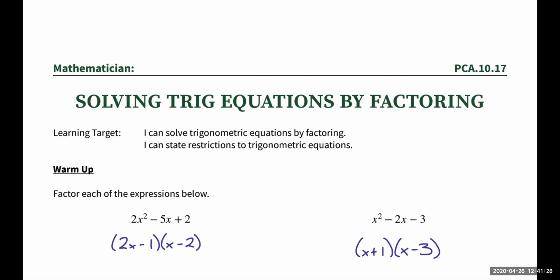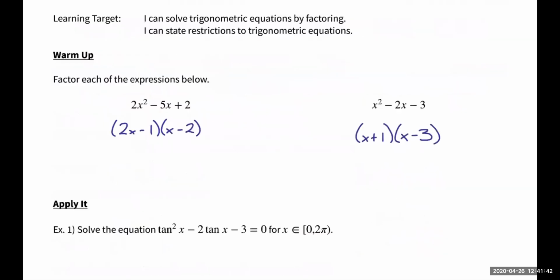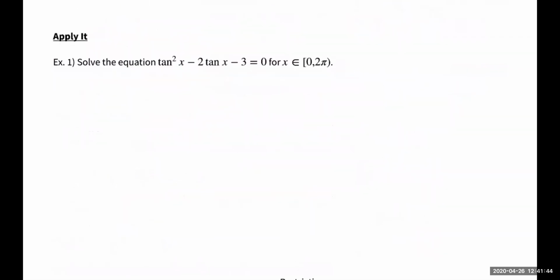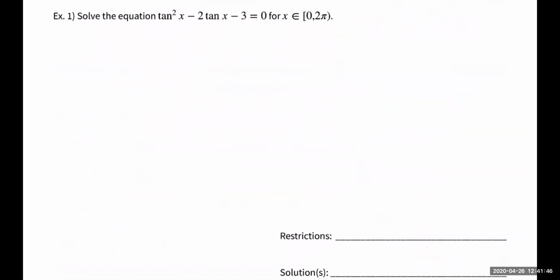Your ability to factor just normal quadratics with just plain old x is going to be fundamental for what we do with trig equations moving forward. So let's go ahead and try out example 1. I'm going to scroll on down here. We are solving the equation tangent squared of x minus 2 times tangent of x minus 3 is equal to 0, over the interval 0 to 2 pi.